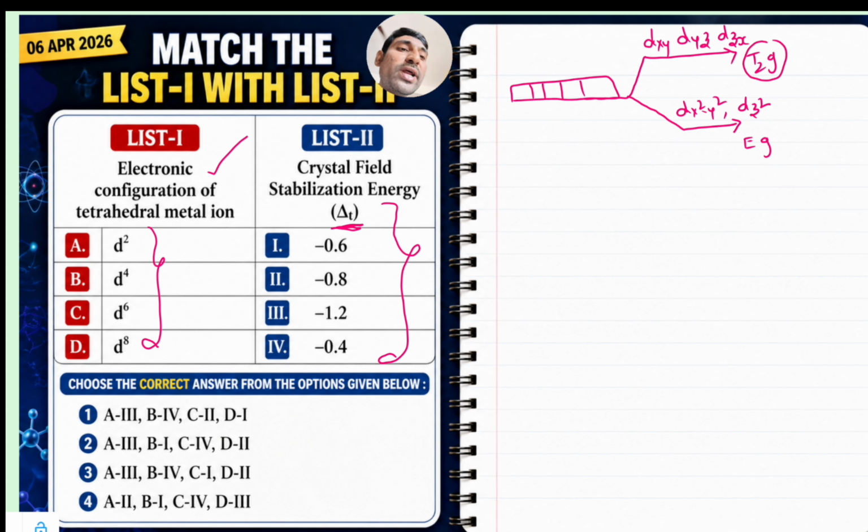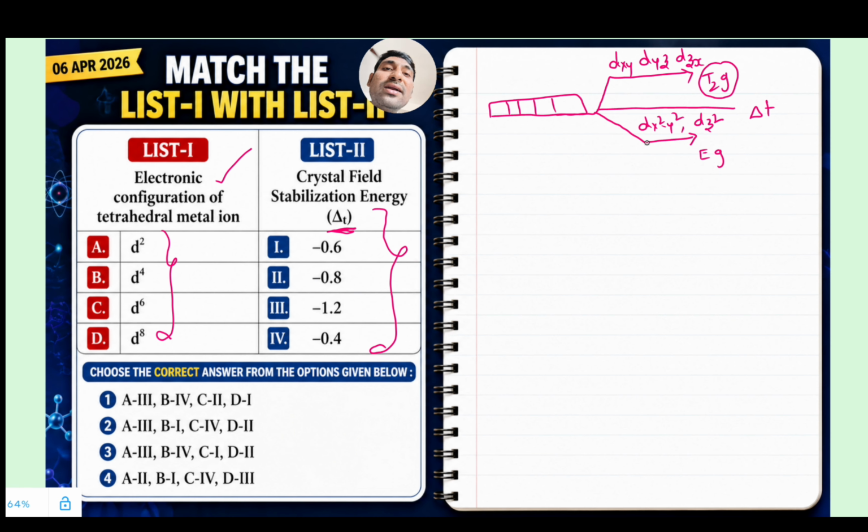Why does T2g get more energy in tetrahedral complexes? Whenever ligands approach the central metal atom in a tetrahedral complex, they approach between the axes. That's why the orbitals present between the axes, the T2g orbitals, get more energy than the orbitals present on the axes, guys. That's why T2g gets more energy and Eg gets lower energy. So for tetrahedral complexes, Eg is lower energy with 2 orbitals and T2g is higher energy with 3 orbitals, guys.